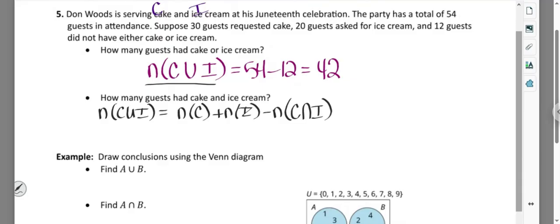The union of your set is how many people had cake plus how many people had ice cream, minus the intersection. The intersection is what we're going to try and find. That's what we want. So we know the union is 42. 42 people had at least one of those things.